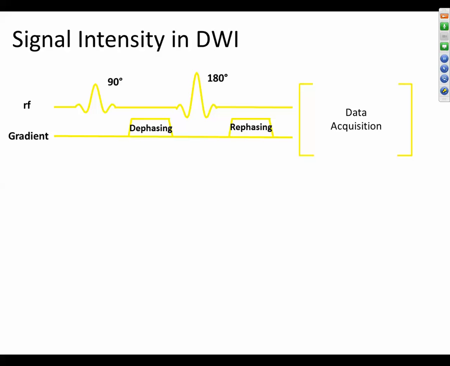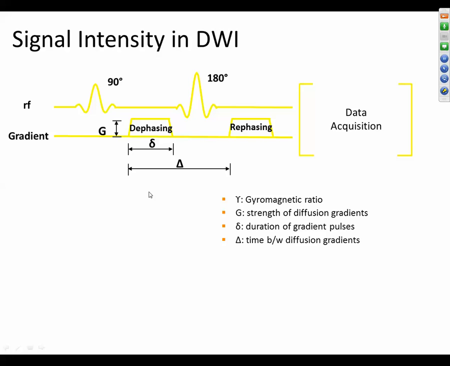Now, we have introduced the diffusion weighted sequence, and we want to look at the signal intensity in the DWI image. We want to specify several parameters. This G means the strength of this gradient, this small delta is the duration of this gradient, and this big delta is the time to diffuse, or the time between the dephasing and rephasing gradient. When these parameters are defined, we can define a B factor, which is a very important parameter in the DWI image.